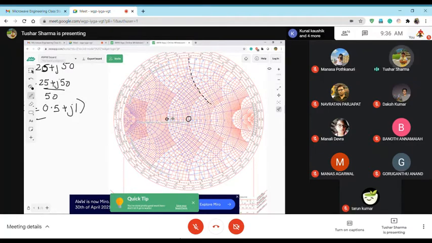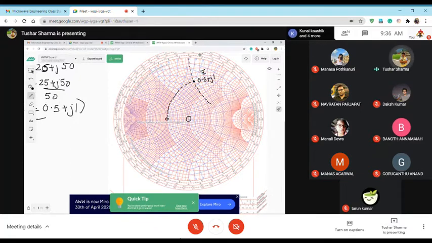And this is 0.5. So let's go on the constant R circle. The constant R circle always moves clockwise, which is shown by the red color. Where they intersect, this is my impedance, 0.5 plus j1. This is my impedance Z.